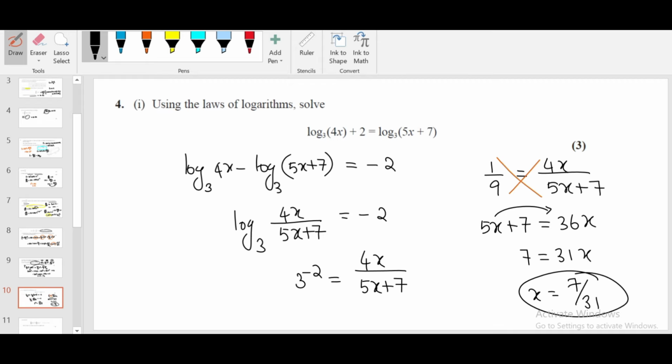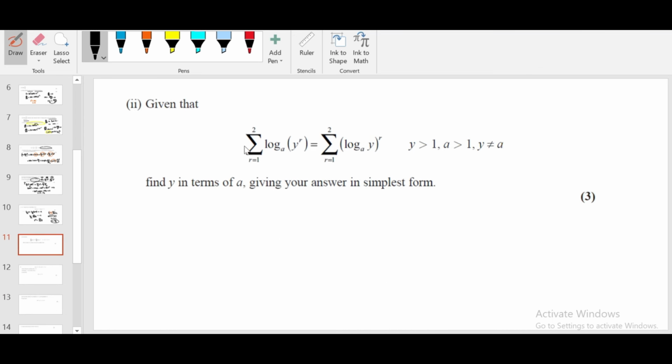It's an easy 3-mark question if you know how to solve logarithmic equations. I'm going to move on to the second part of this question. It's an interesting one, logarithms with the sigma notation. Given that the sum of (log y to the base a) power r is equal to the sum of log y power r, where y and a are greater than 1, find y in terms of a.